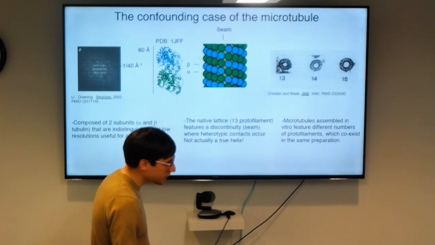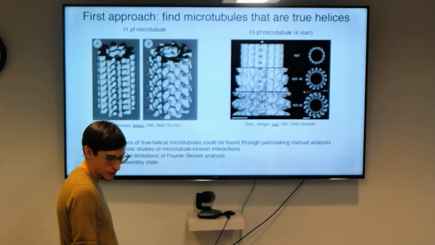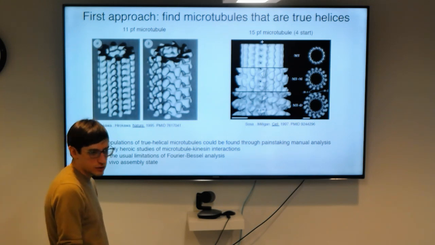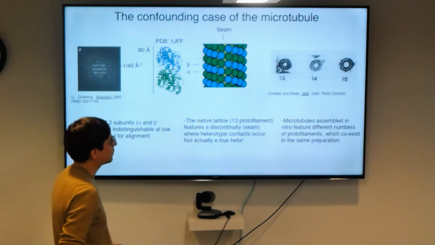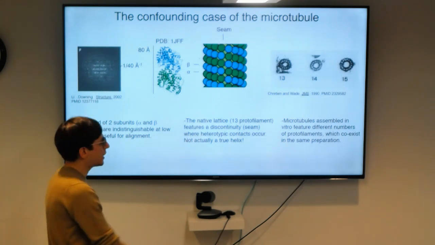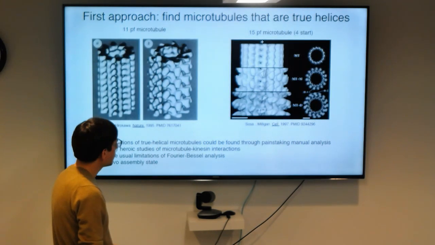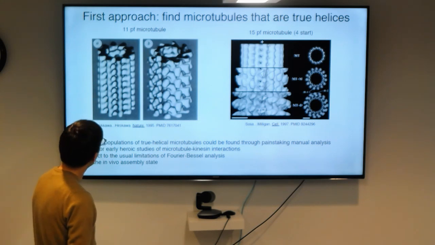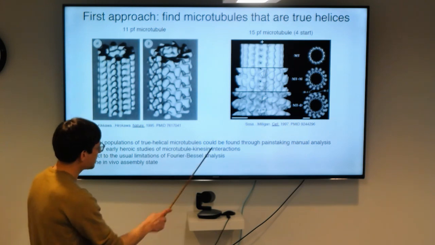So how did people do this? The first approach that worked back in the 90s was to basically find examples of microtubules in your preparations that don't have 13 protofilaments but have a different number of protofilaments that actually avoids this discontinuity you're seeing. Hernando was actually involved in this work during his postdoc, back when he was working with Ron Miller.